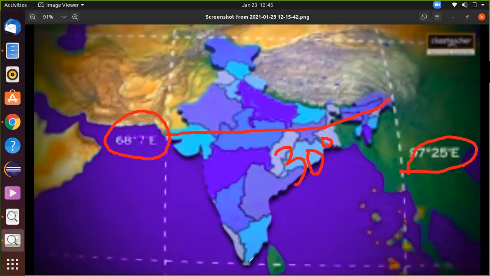Similarly, the difference from the northernmost part of India to the southernmost part is also approximately 30 degrees. This is an interesting fact to know. I hope you people are getting it. So let's move on.